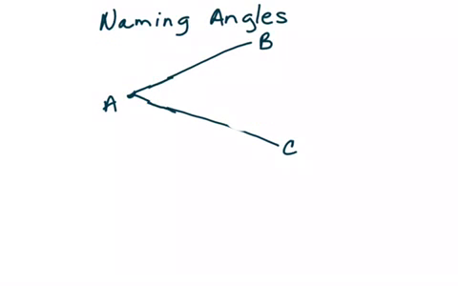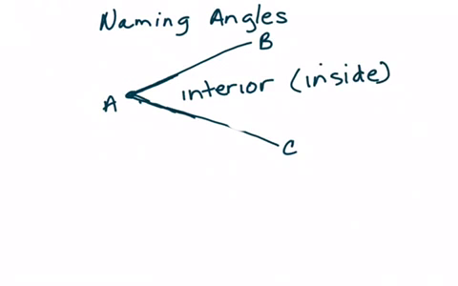Another thing I would like to tell you is what we call interior and exterior. This is called the interior of the angle. This is the interior. It means the inside of the angle, okay? This is all the exterior, outside.